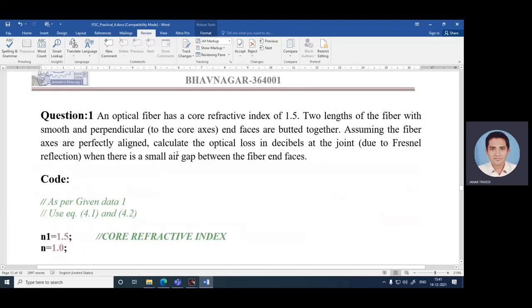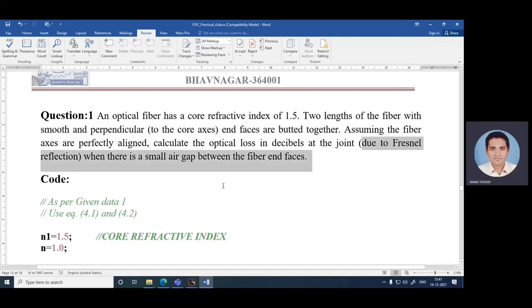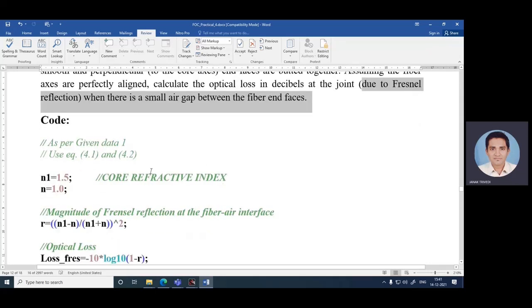Now we solve the example with the help of Scilab. Question 1. An optical fiber has a core refractive index of 1.5. Two lengths of the fiber with smooth end faces perpendicular to the core axis are butted together. Assuming the fiber axes are perfectly aligned, calculate the optical loss in decibels at the joint due to Fresnel reflection, where there is a small air gap between the fiber end faces.